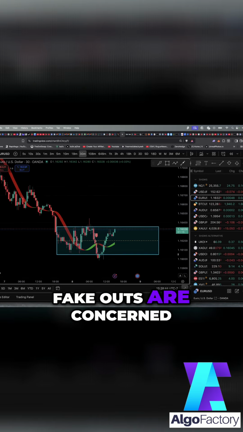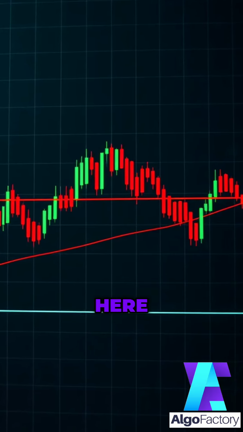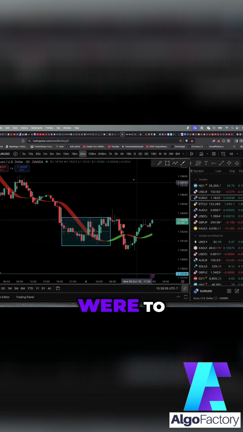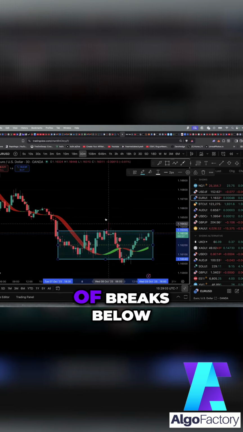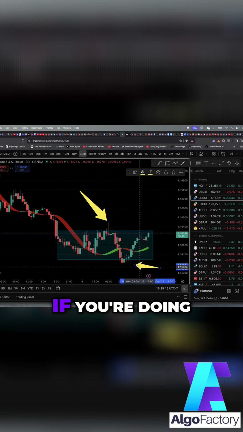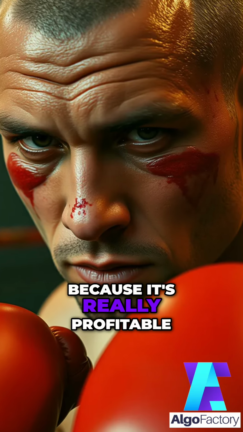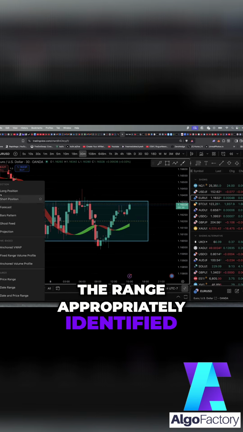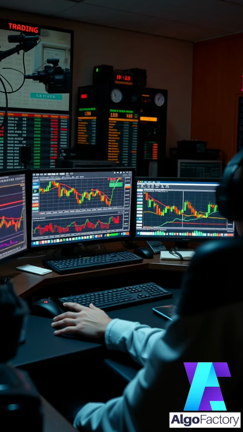As far as fake outs are concerned, the way I would actually deal with that is in a consolidation. Here, you have a pretty clear consolidation building. If I were to go back, it looks even more like a fake out because it breaks below that highlighted zone. With range trading, if you're doing strictly range trading, you just take your lumps on that. If you have the range appropriately identified and you have your orders ready to go, then you can have a relatively tight stop.